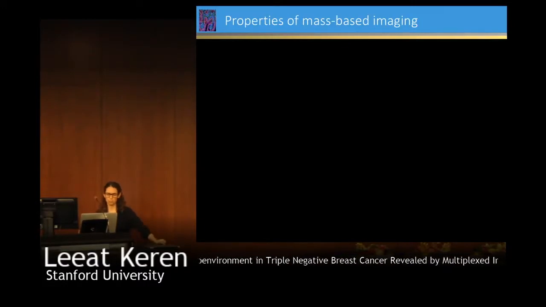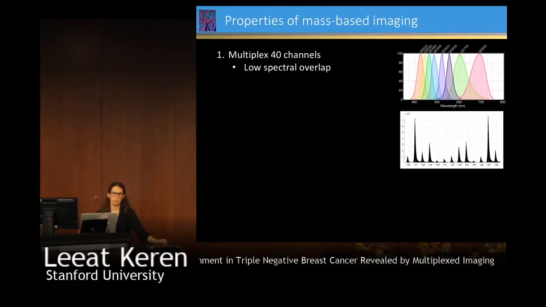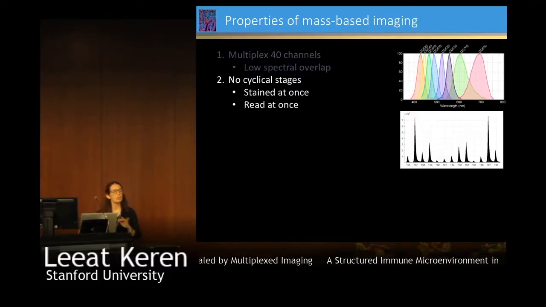Some properties of mass-based imaging and why we like it. The first is that the ability to multiplex 40 channels at once really comes from the low spectral overlap between masses. So this is very similar to CyTOF that we've heard about before. And that means that there are no cyclical stages. The entire mixture of antibodies is prepared at once, everything is stained at once, and everything is spread at once.